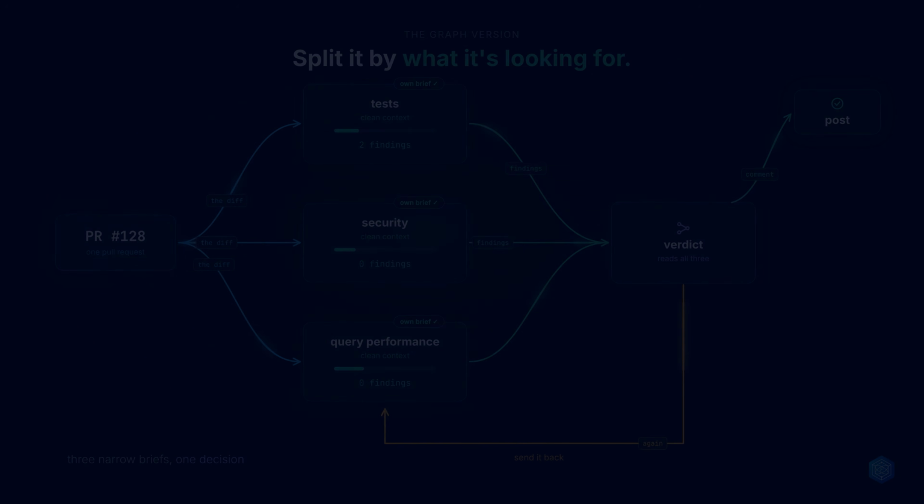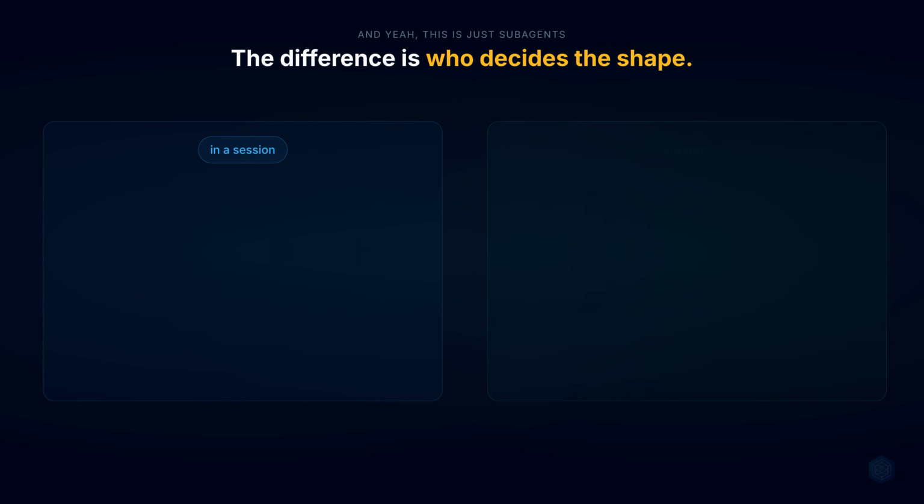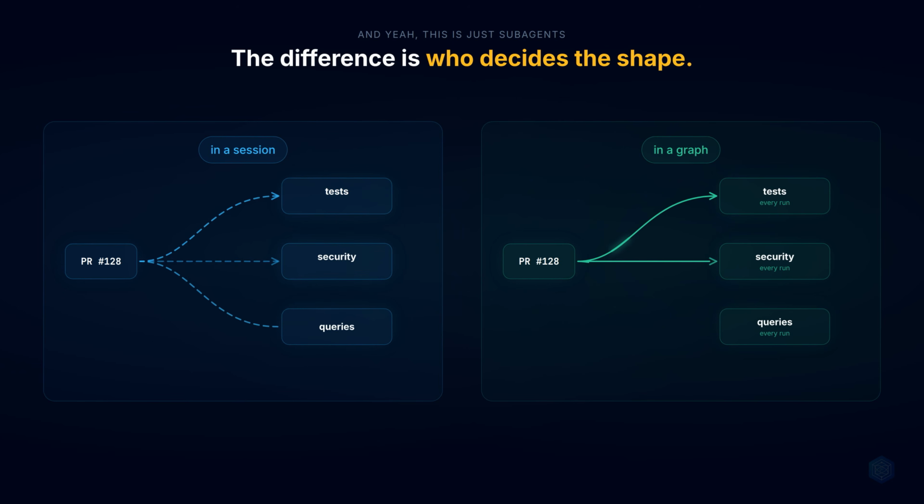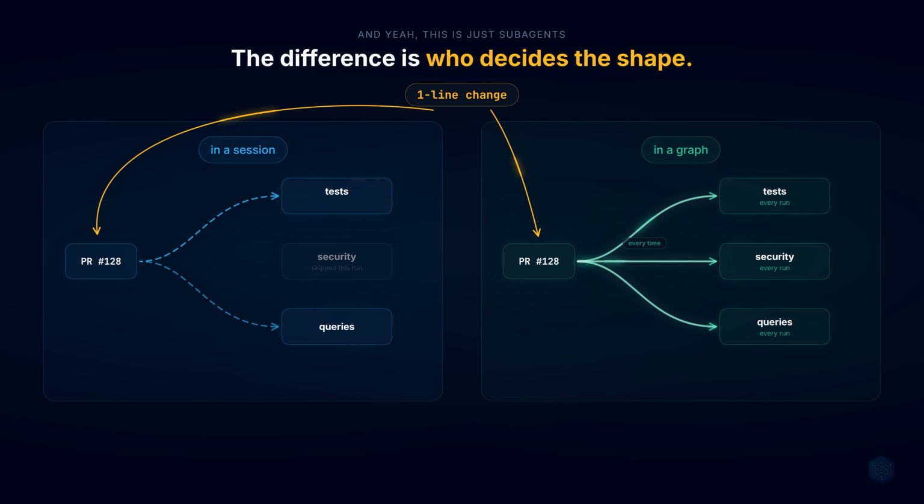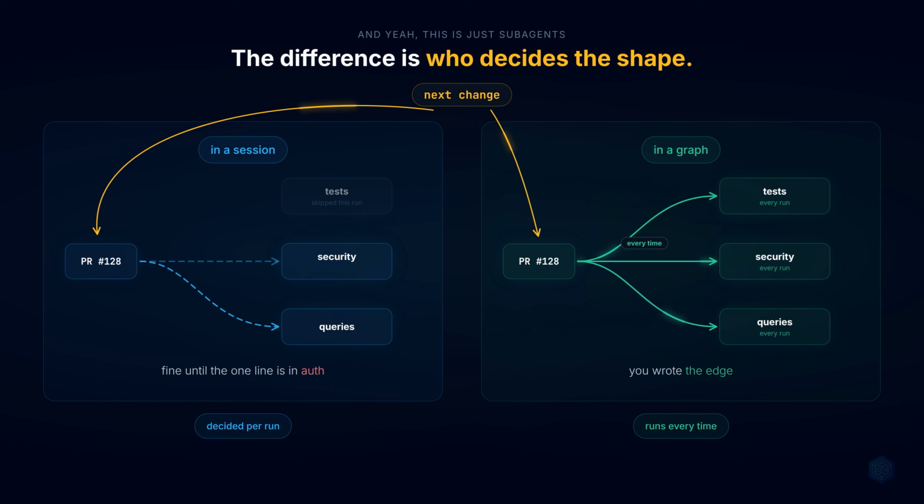If you've had Claude Code fan out to a few subagents and pull the results back, or use dynamic workflows within Claude Code, you've already built one of these things. The difference is who decides the shape. In a session, the model works out what to spawn each time. So on one line change, it might reasonably skip the security one, and that's fine right up until the one line is in your auth code. In a graph, you wrote that edge so it runs every time whether the model thinks it's worth it or not.